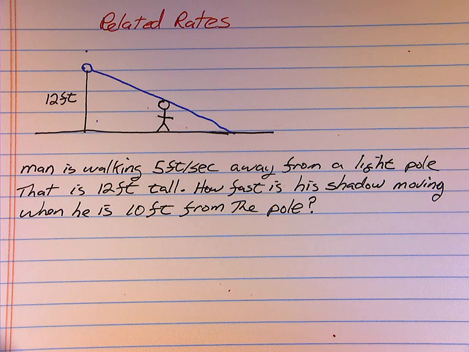Okay, another related rate problem. We have a man walking 5 feet per second away from a light pole that is 12 feet tall. How fast is his shadow moving when he is 10 feet from that pole? So, where is his shadow?